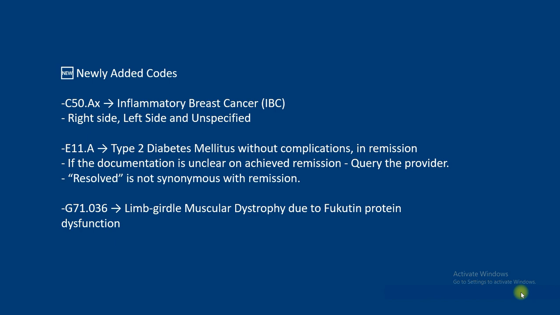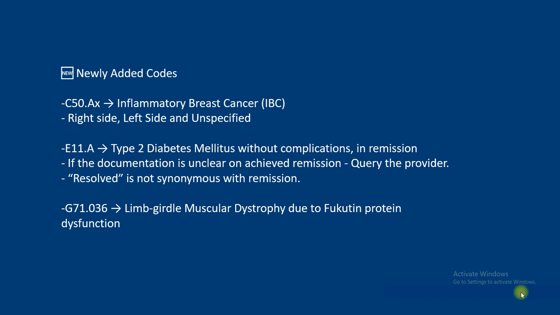First one is C50.AX, inflammatory breast cancer. Right side, left side and unspecified. So basically here we have specificity for breast cancer, and the more specific one is inflammatory. Basically the patient is having breast cancer as well as inflammation. Usually in the documentation we may see it as IBC. And we also have specificity related to laterality: right side, left side and unspecified.